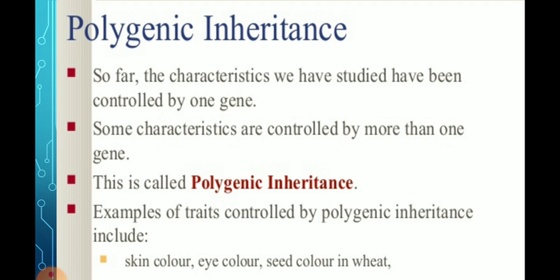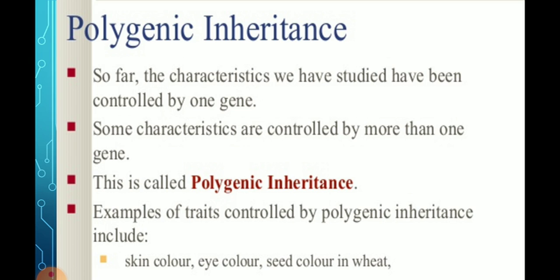Some traits have a large number of alternative phenotypes that have small or less striking differences. So they have continuous variations, such as height, weight, skin color, eye color, seed color in wheat also. So they cannot be encoded by a single gene with two alleles. Multiple alleles of a single gene cannot make a large number of phenotypes.